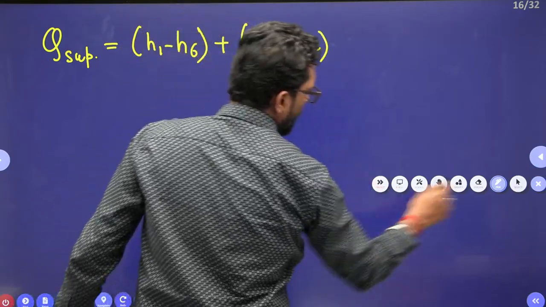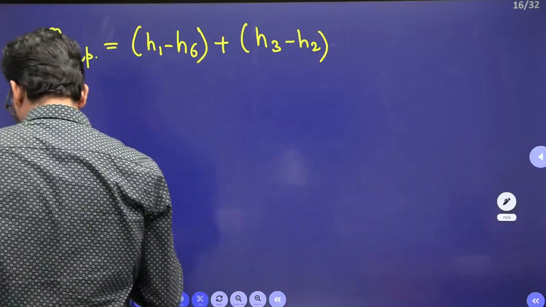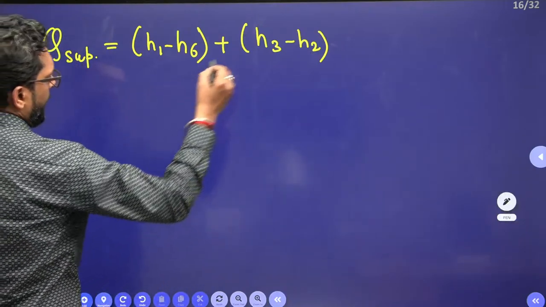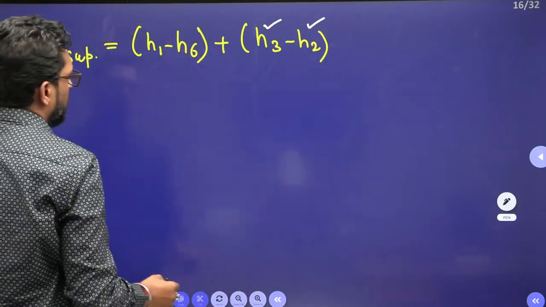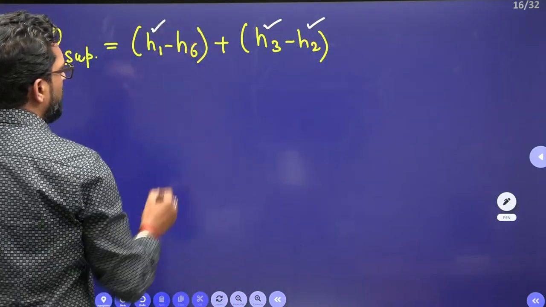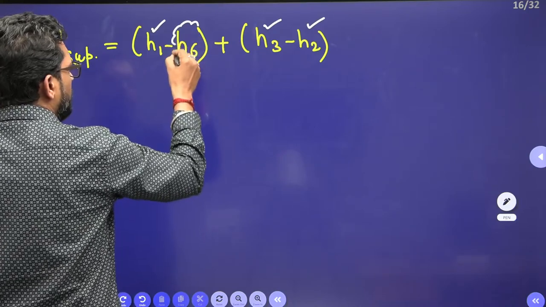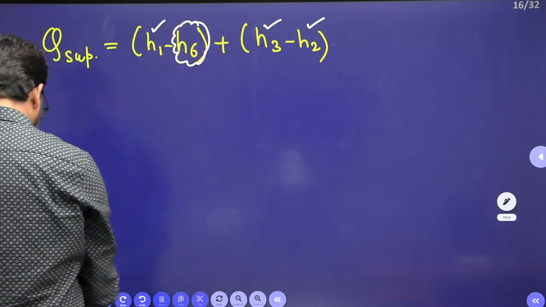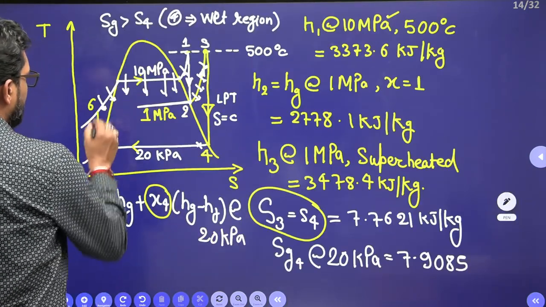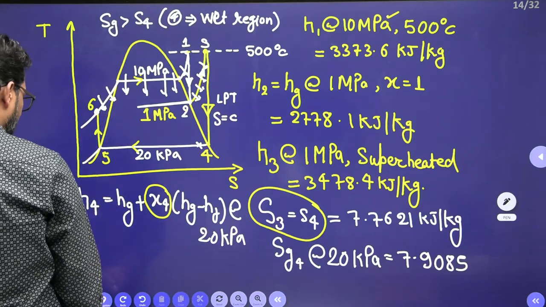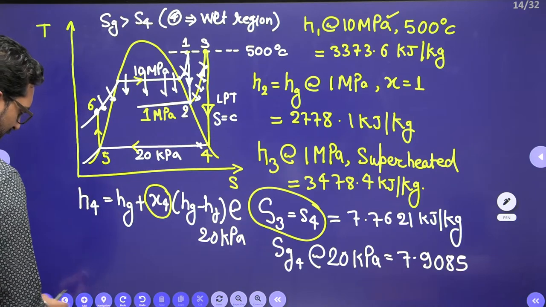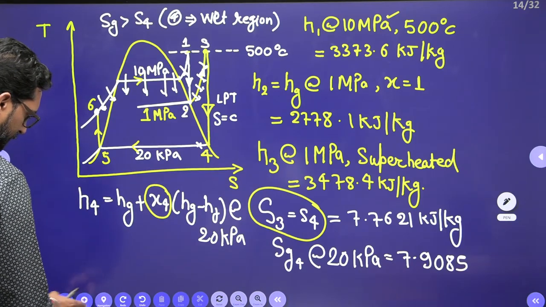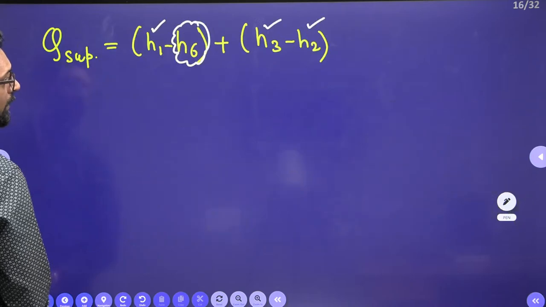Yes or not, beta? Now, there is one problem: H3 you have, H2 you have, H1 you have, but H6 you don't have. See, H6 is the exit from the pump or inlet to the boiler. How to calculate H6? How to calculate H6, beta?